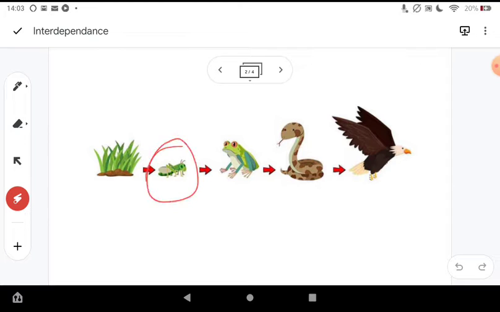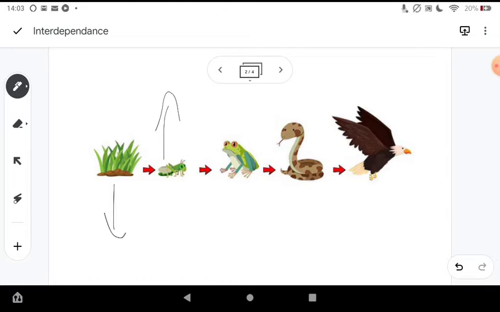So if I get lots and lots of grasshoppers, if the number of grasshoppers goes up, the amount of grass will go down because those extra grasshoppers will eat the grass. However, more food available means more frogs, which means more snakes because there's more food available, and then more eagles.